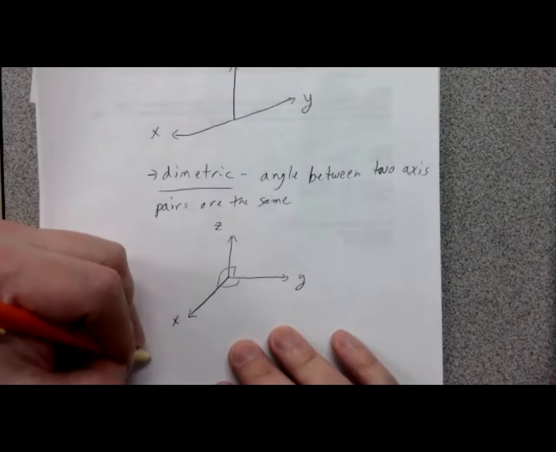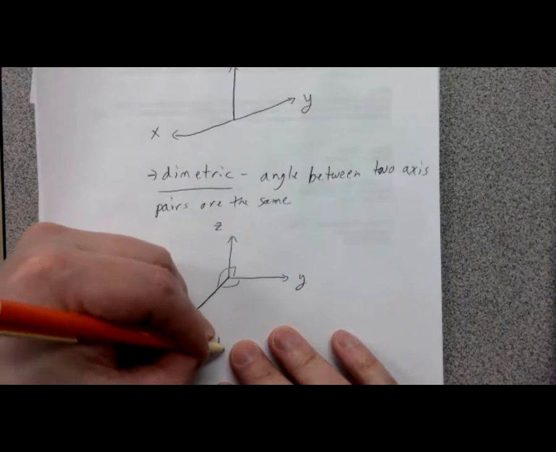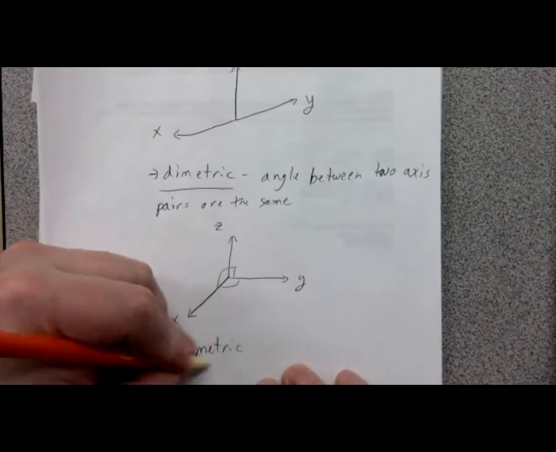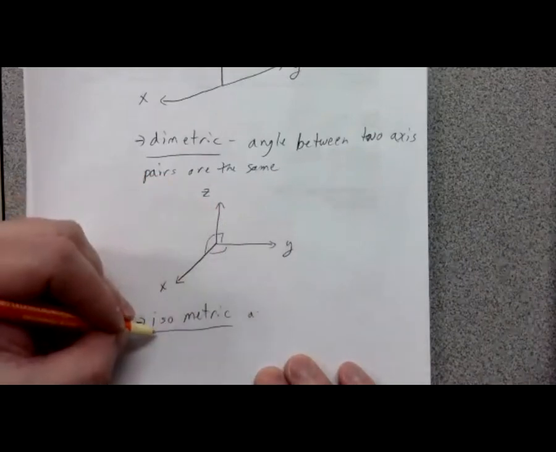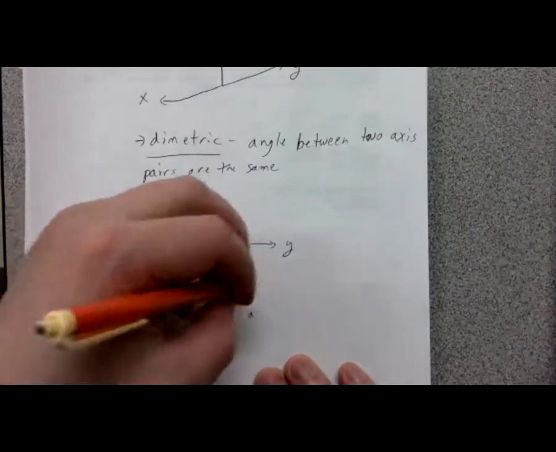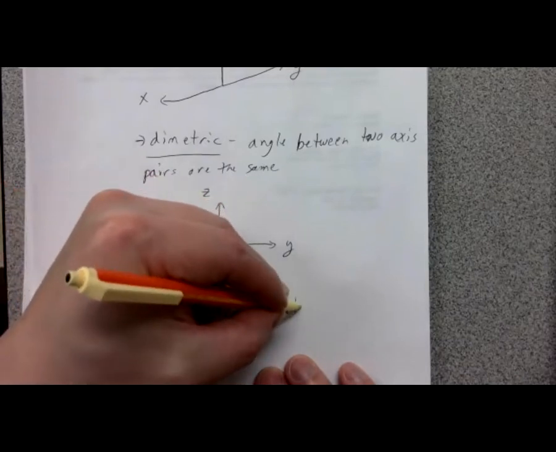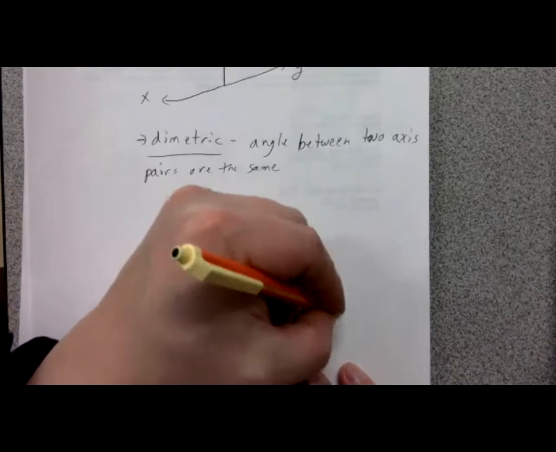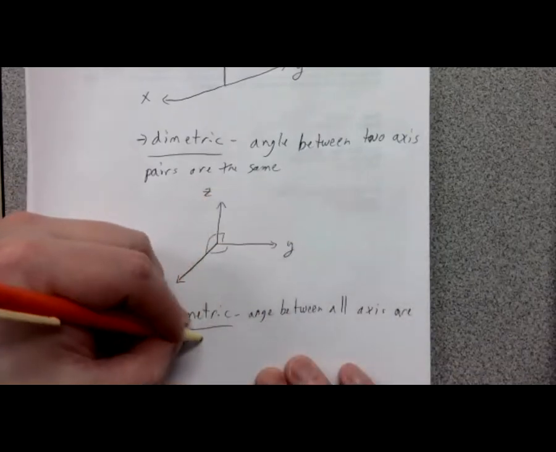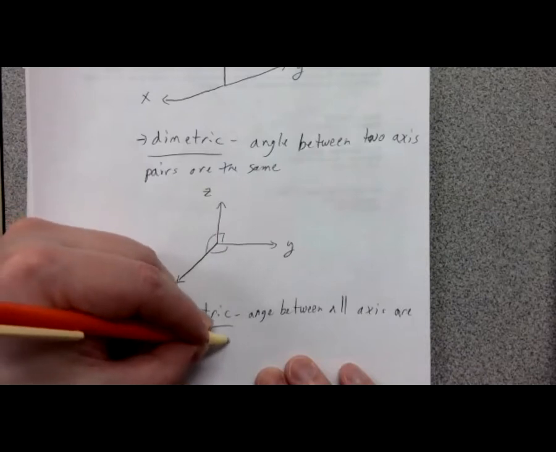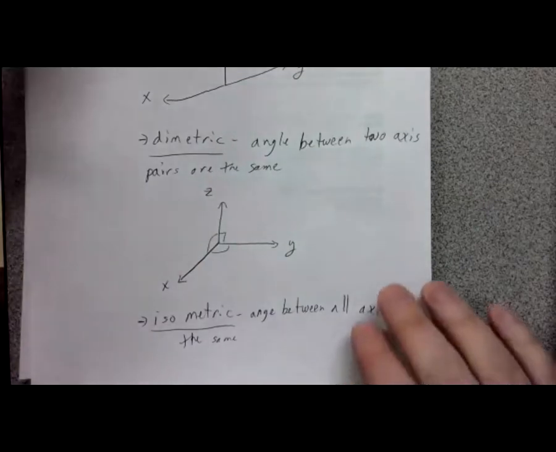And then the third one is isometric. Iso meaning same, metric being what we're measuring. Isometric is where the angle between all axes is the same. And that's basically 120 degrees.